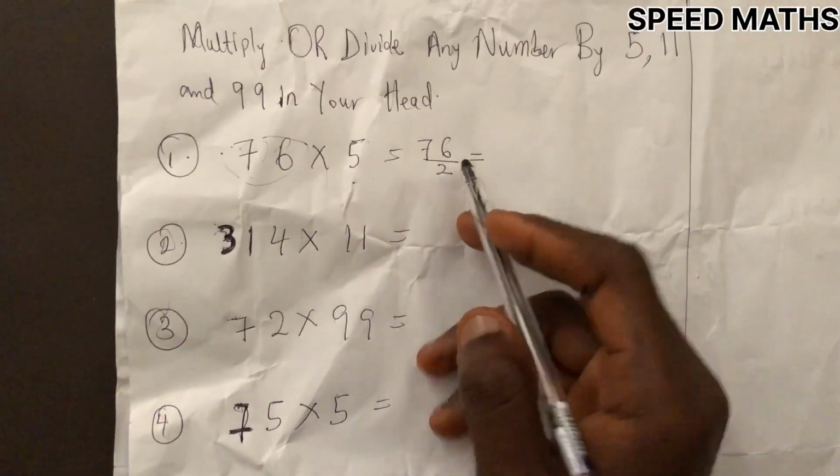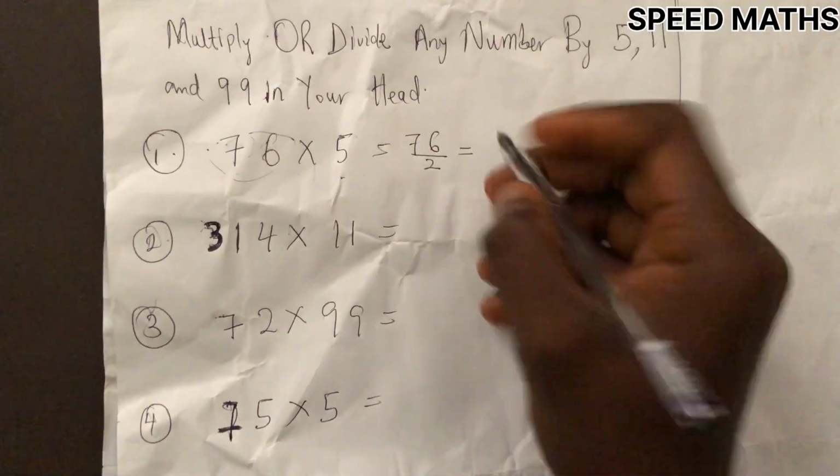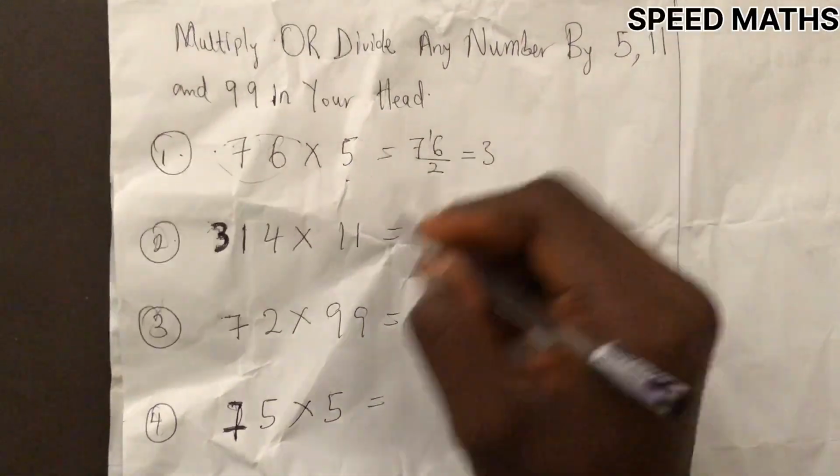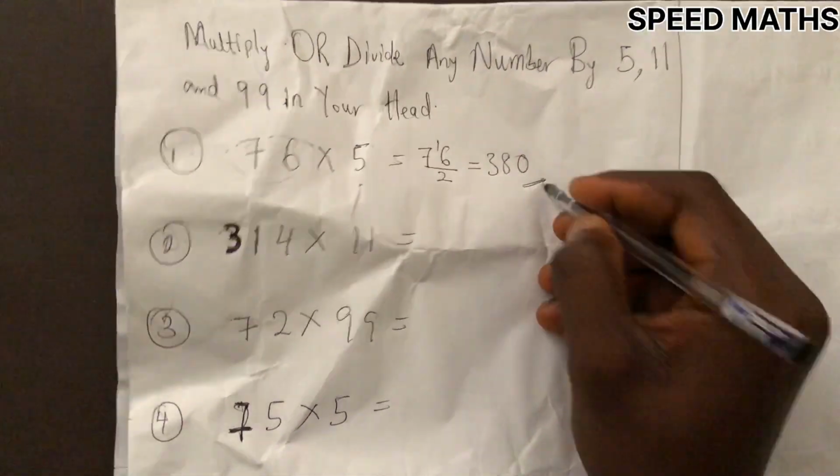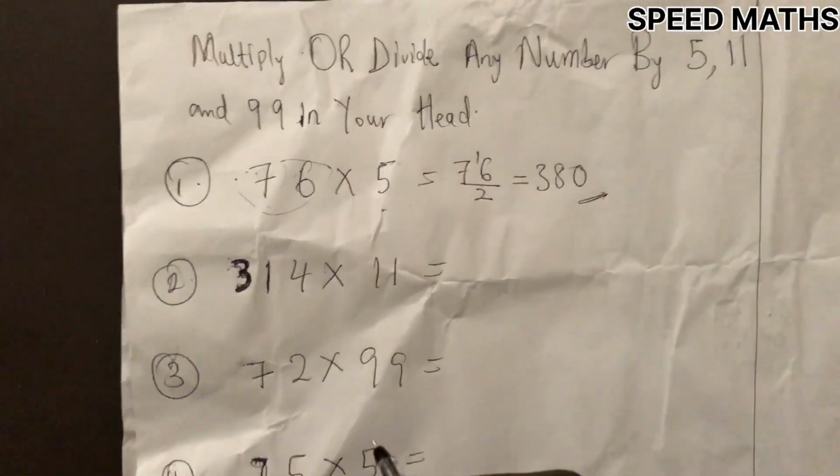So 76 divided by 2: 2 goes into 7 three times, remainder 1. 2 goes into 16 eight times. And then kindly add 0 and that's your answer. It's as simple as that. Moving on to the next one.